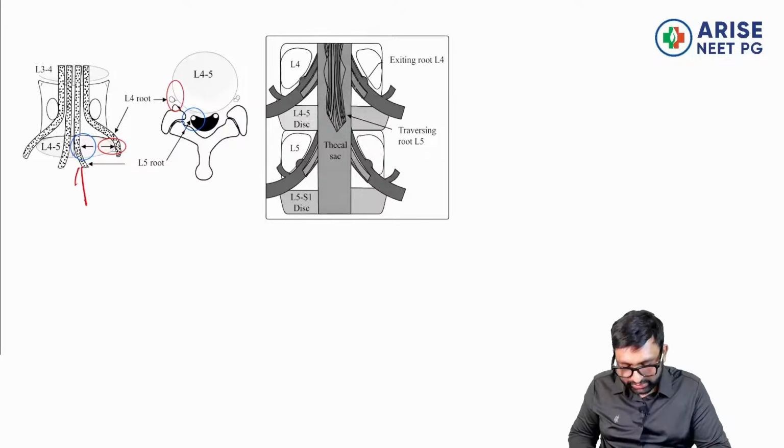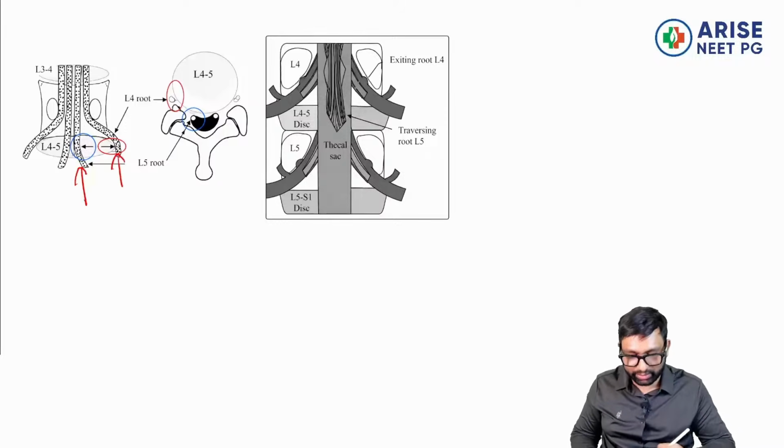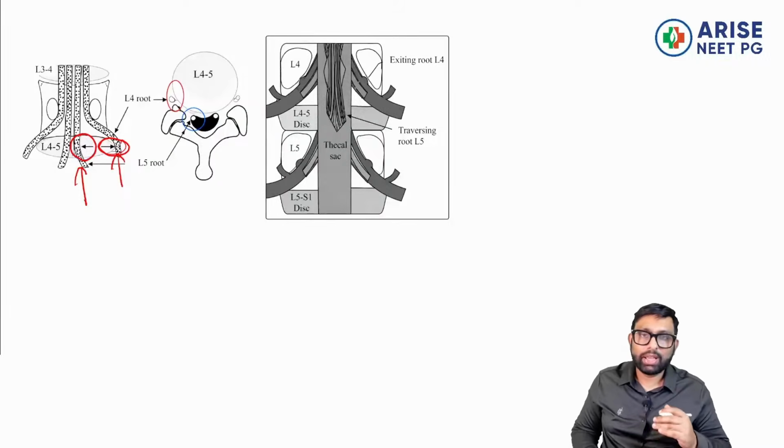So this is a traversing nerve root. This is an exiting nerve root. A central or a paracentral disc affects here. A far lateral disc affects here. And that is why patients have different nerve root involvement even though the disc is from the same level.